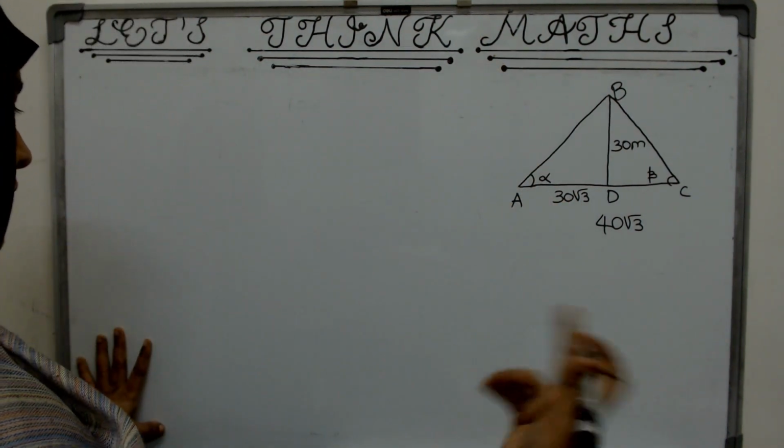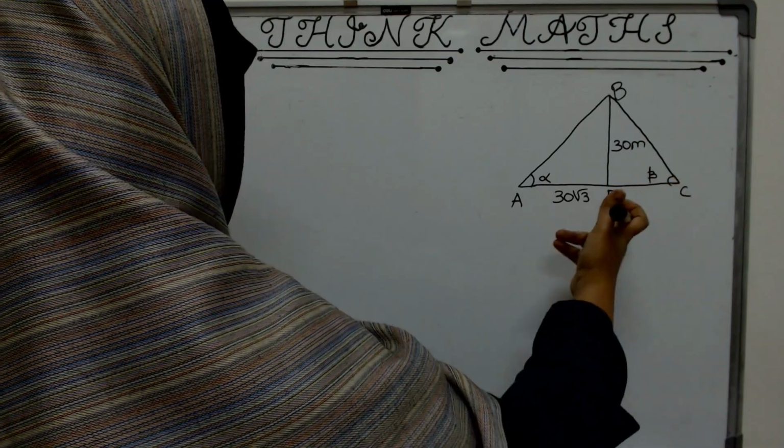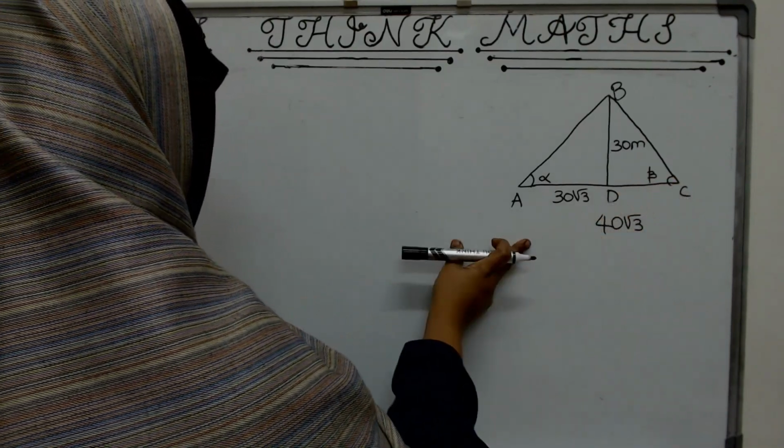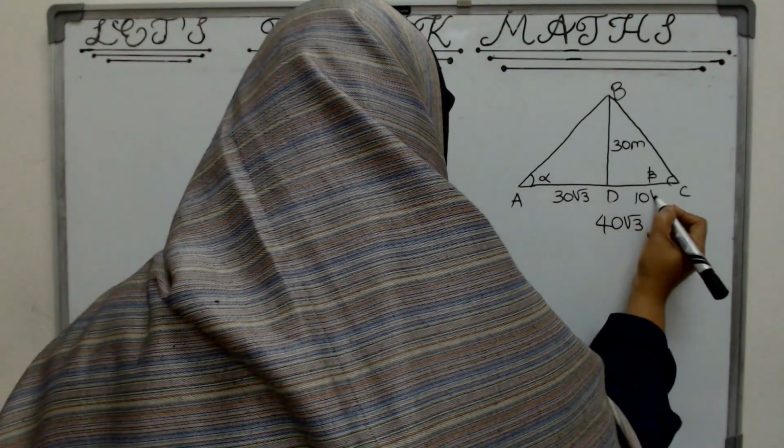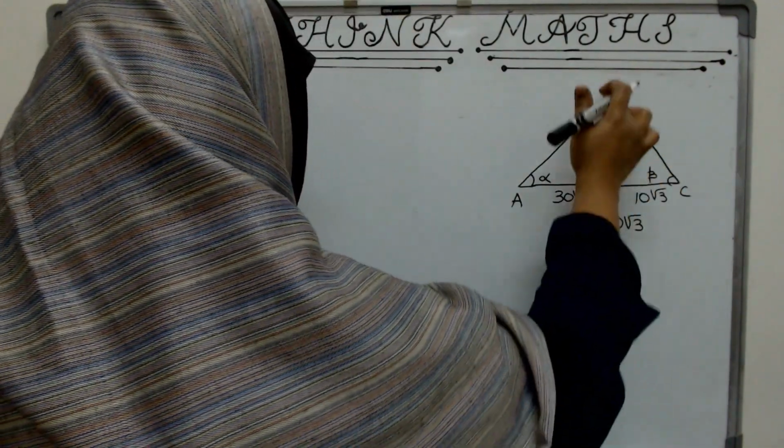What else can you deduce from this? You can see what CD is. The whole distance is 40 root 3. This much is 30 root 3. So CD will be 10 root 3. And look at this particular triangle.